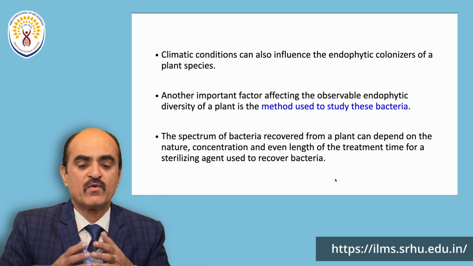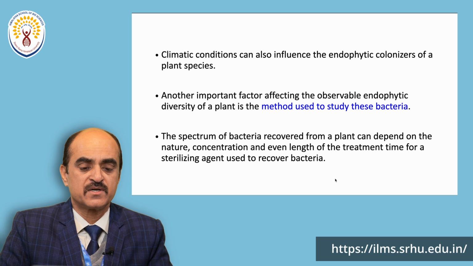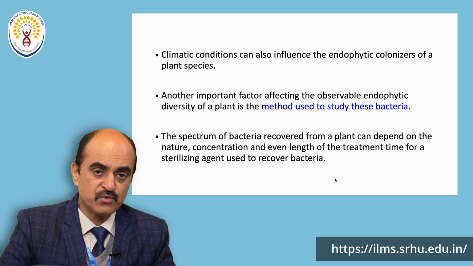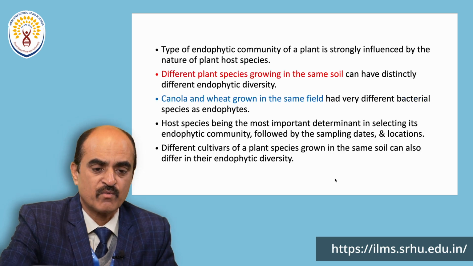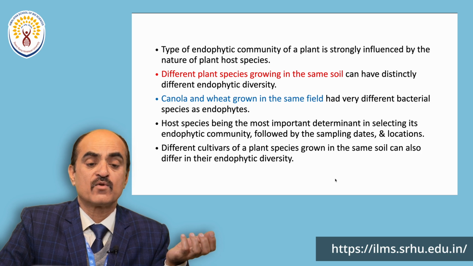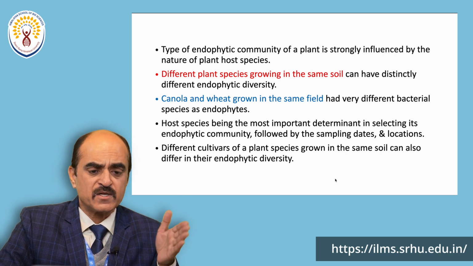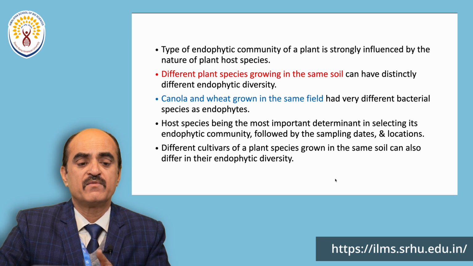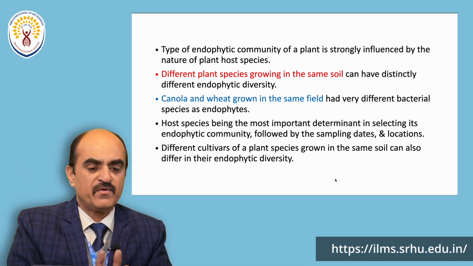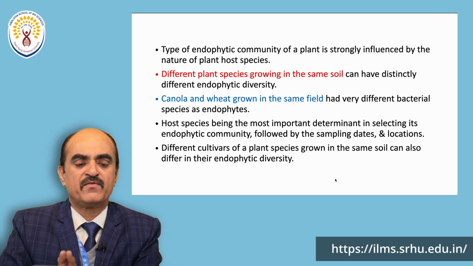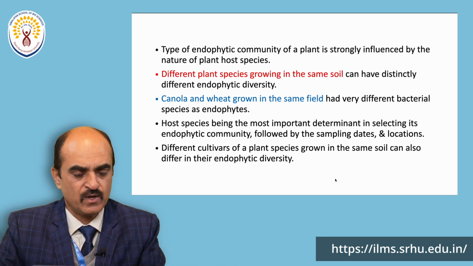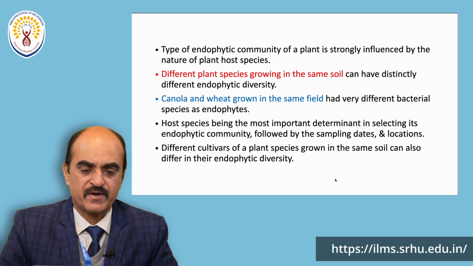The spectrum of bacteria recovered from the plant can depend on the nature and concentration of the sterilization treatment, the time of sterilization, the chemicals you have used, and the media you have used for the cultivation of microorganisms. The type of endophytic community of a plant is strongly influenced by the nature of the plant host species. Different plant species growing in the same soil can have distinctly different endophytic communities. In one experiment, canola and wheat grown in the same field had very different bacterial species as endophytes, because canola has a different genotype, wheat has a different genotype. Obviously they will attract different types of bacteria.